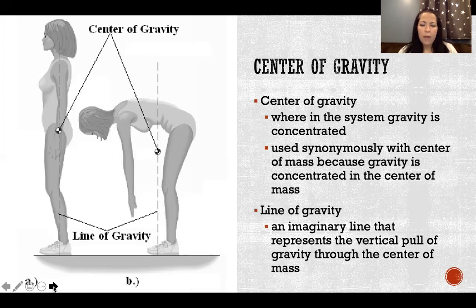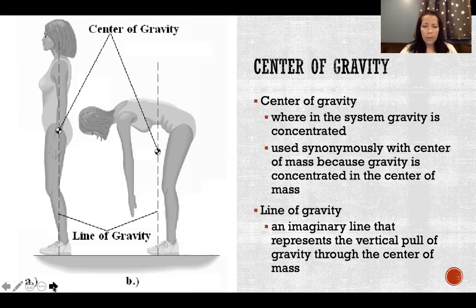The line of gravity is an imaginary line that represents the vertical pull of gravity through the center of mass. The greatest concentration of gravity happens through the center of mass. So if we draw an imaginary line that goes vertically right through that center of mass, that represents the line of gravity, where gravity is pulling through that center of mass.